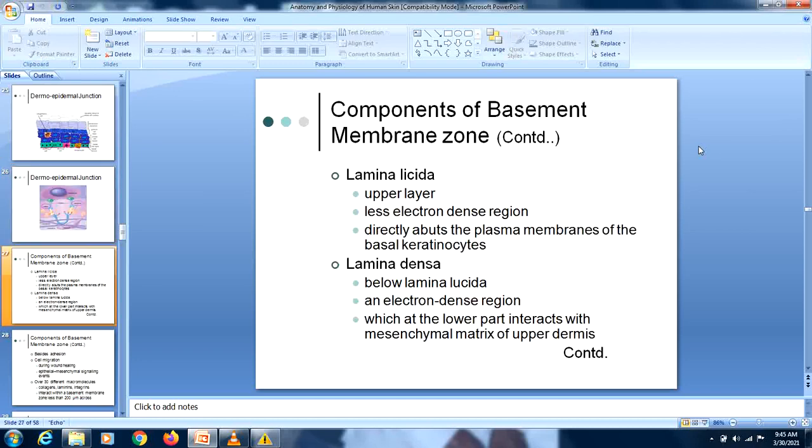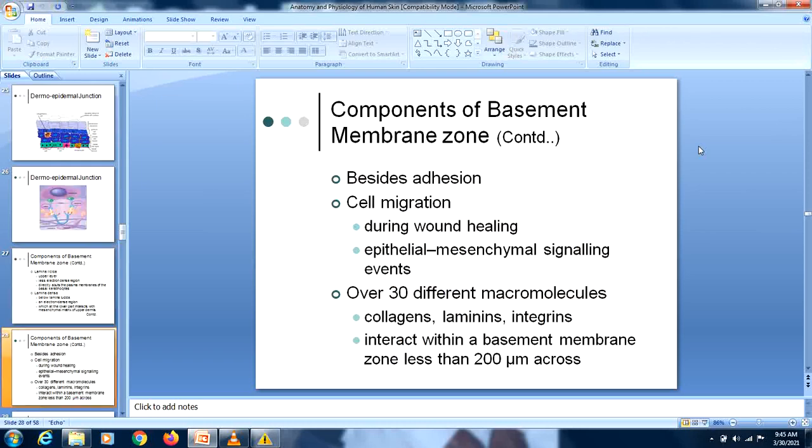Basically, the basement membrane zone is divided into two: lamina lucida and lamina densa. Sorry for the spelling mistake of lucida. The lamina lucida is the upper layer, a less electron dense region, directly above the plasma membranes of the basal keratinocytes. Then the lamina densa is below the lamina lucida, an electron dense region which at its lower part interacts with the mesenchymal matrix of the upper dermis. Besides adhesion, what are its functions? Cell migration, and over 30 different macromolecules are found in it.